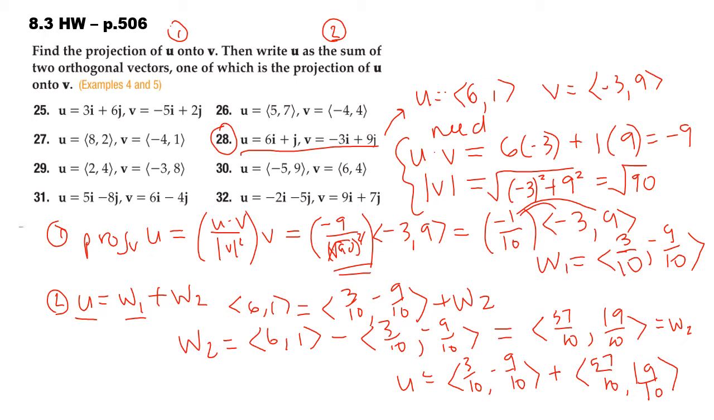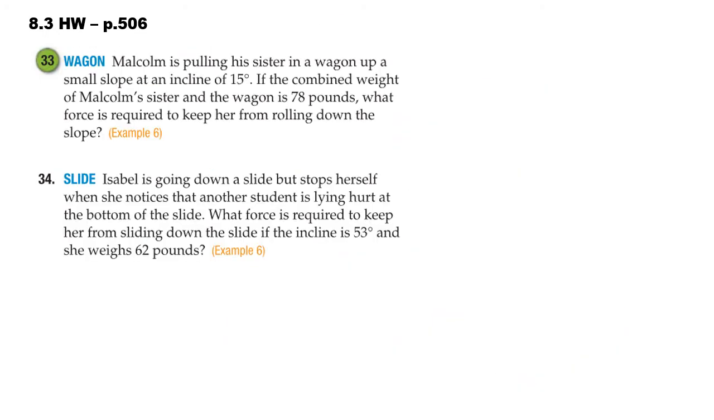So you're probably only going to have one of these on your test. Okay, so next we are going to do number 34 because it has Isabel in it. Yay, Isabel. So what you do, you want to draw a picture. This will help you out. It's about Isabel going down a slide and stopping herself when she notices somebody at the bottom of it.